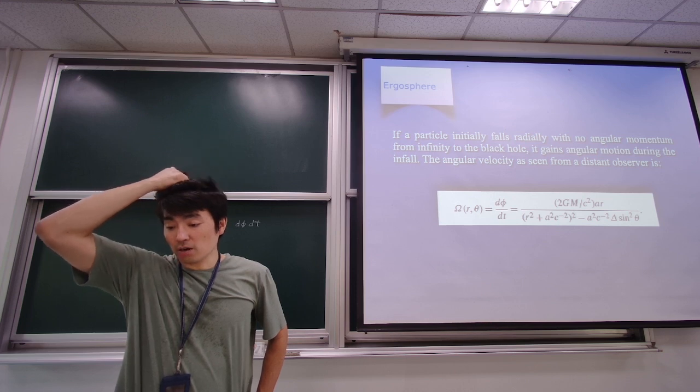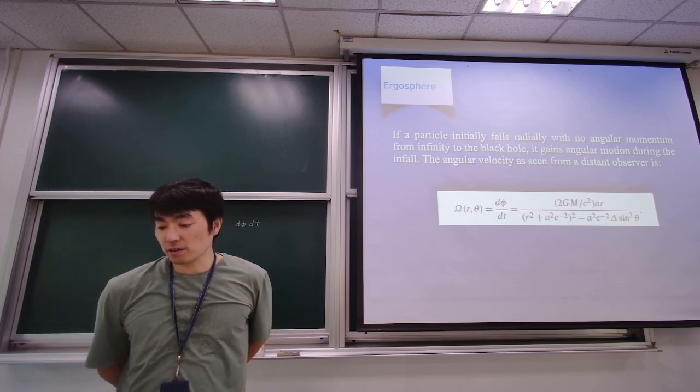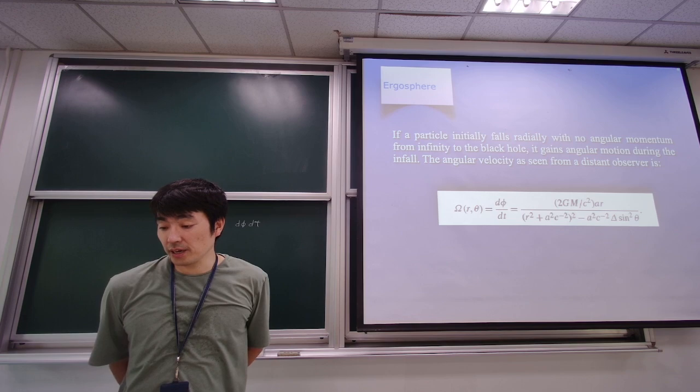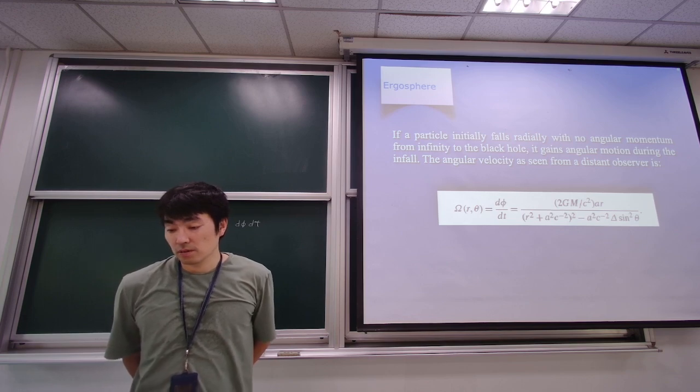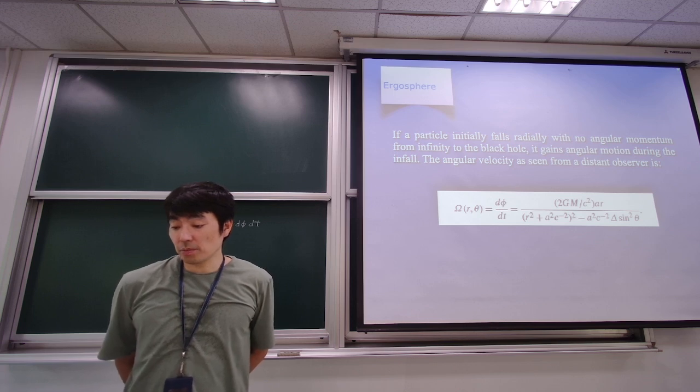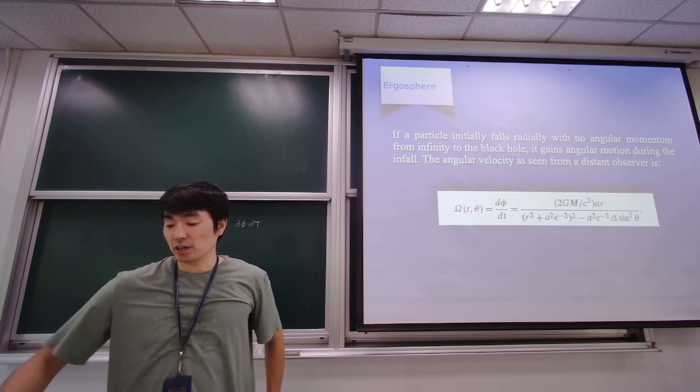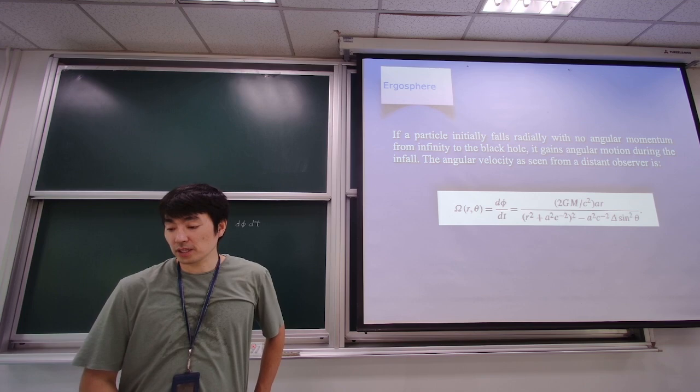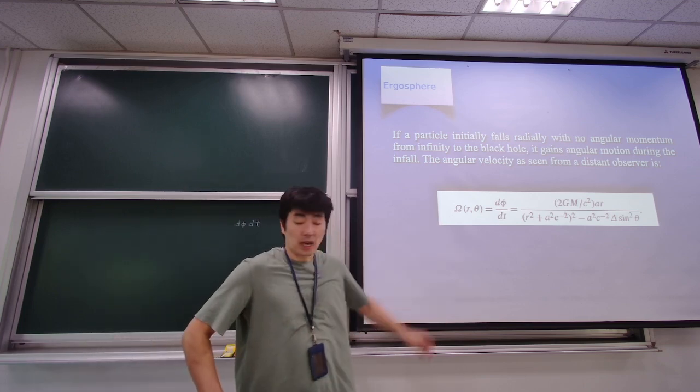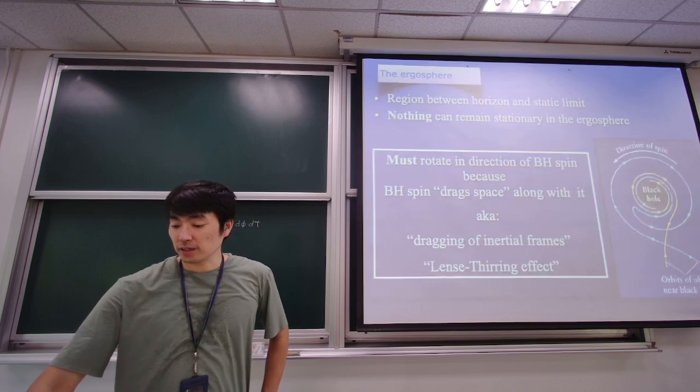So if a particle initially falls radially from infinity with no angular momentum, it gains angular momentum during infall, and an angular velocity as seen from a distance. So this is really the angular velocity frame dragging effect.